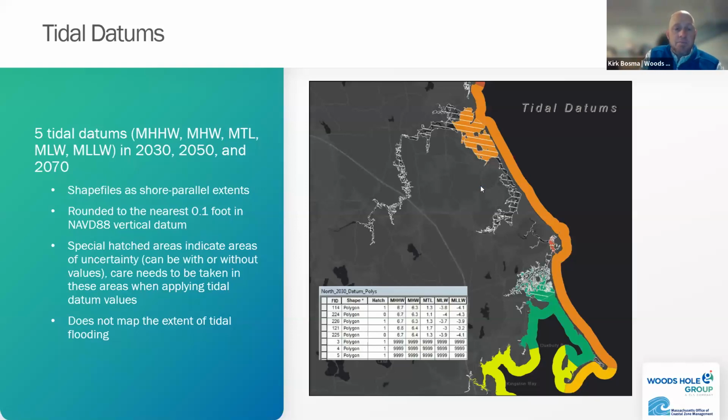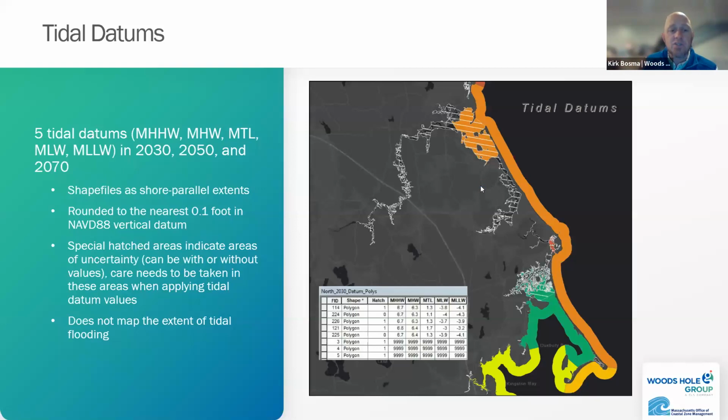The data also includes these tidal datums. There's 5 datums available, mean higher high water down to mean lower low water. Those are just 2030, 2050, 2070. We don't present present day because that should be available via NOAA already. So these are the future tidal datums. They're rounded to the 10th of the foot.